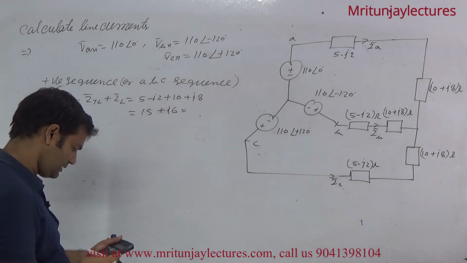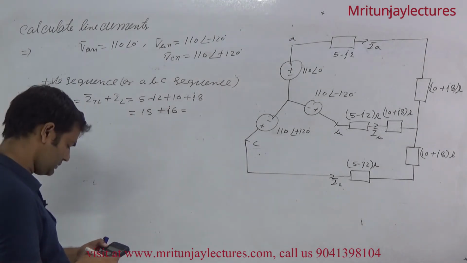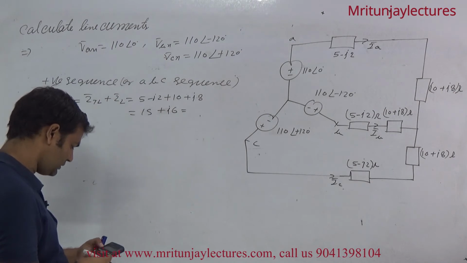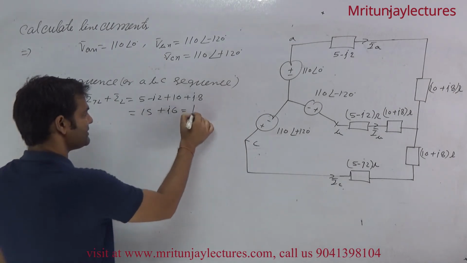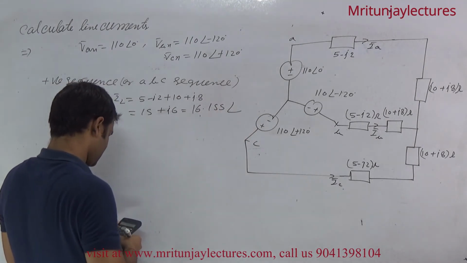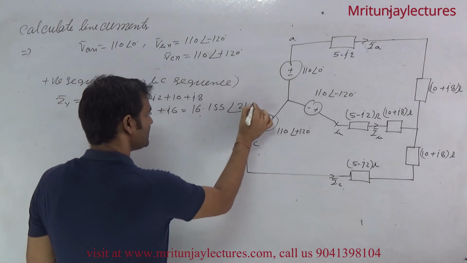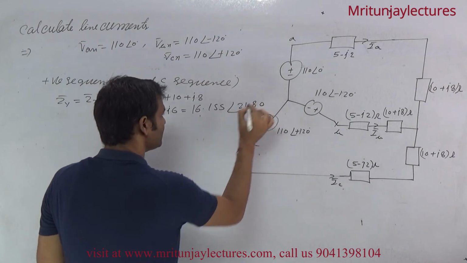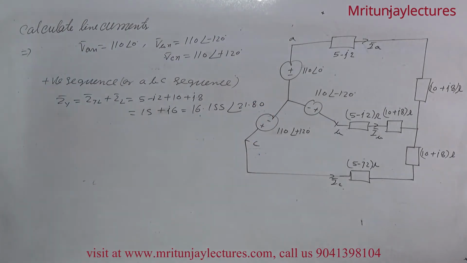So 15 plus j6 is converted into 16.155 at the angle 21.80. Clear? That is Z star.